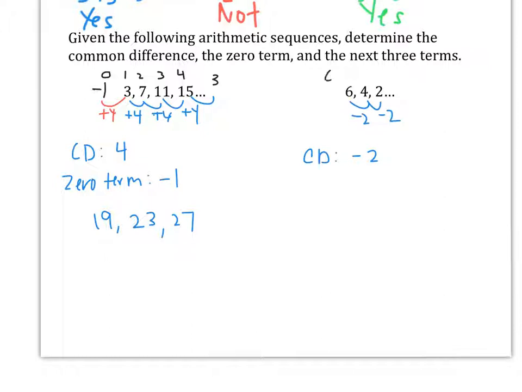Now for the zero term, again, if I label these terms and work backwards, what minus 2 is 6? Well, that's 8. So my zero term is 8. Now the next three terms, if I continue this sequence on, 2 minus 2 is 0, 0 minus 2 is negative 2, and negative 2 minus 2 is negative 4.